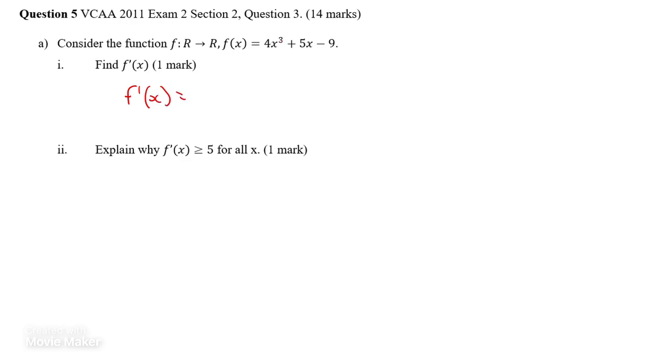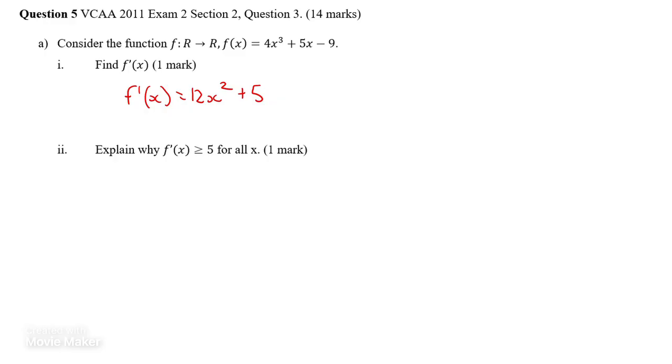So to do this, we're going to use the power rule. So the power will be taken out the front. So 3 times 4 equals 12. So I've got 12x and 1 less power, 2. Then I've got 5x, so that will turn into 5 plus 5 and minus 9 it goes.